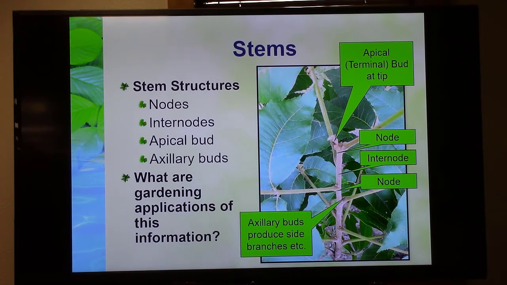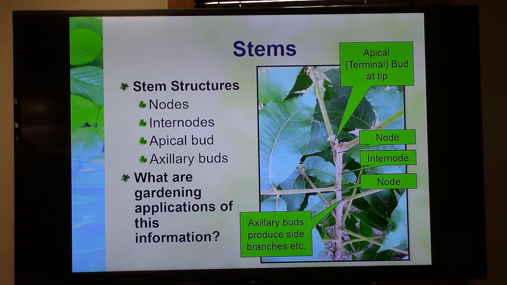A stem has places where leaves come out, and then there are places in between. The place where a leaf comes out is called a node. So that's a node, this is a node. Node, node, node, node. Internode, internode, internode, internode. So a stem is a series of nodes and internodes.